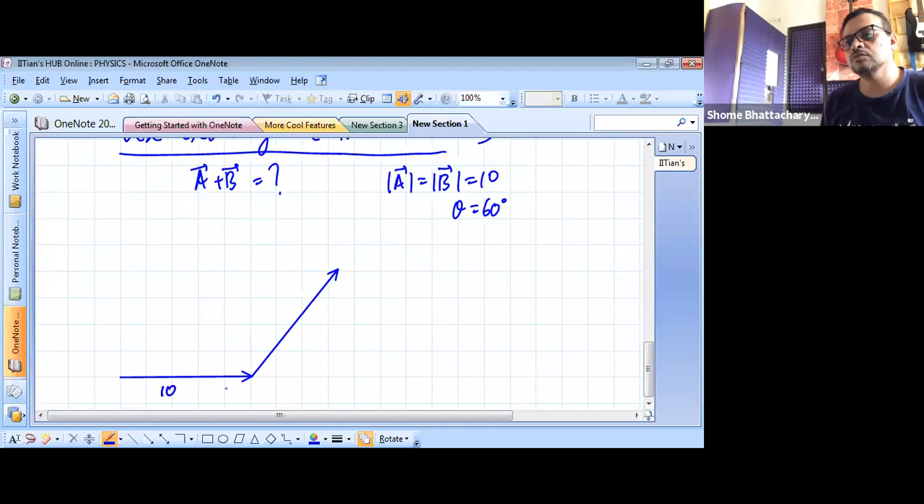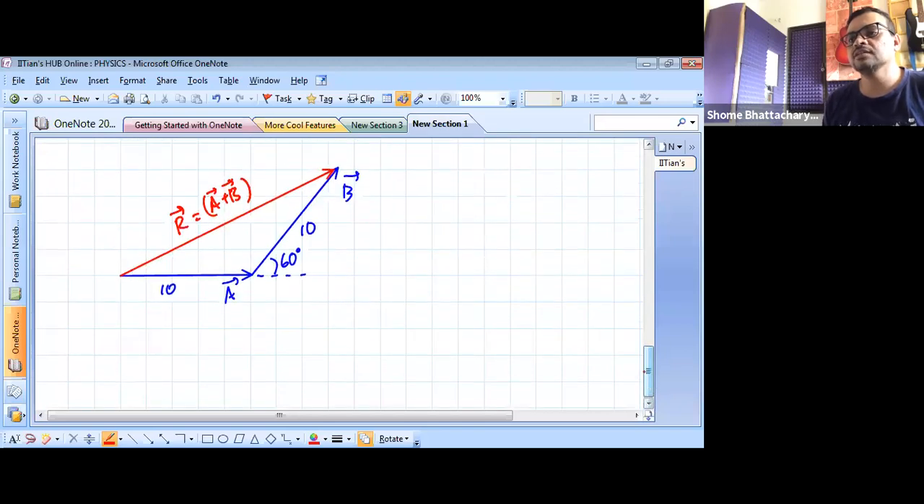So this is 10, and this is also 10, and this angle over here is 60 degrees, okay. And this is the resultant vector, A plus B. So now you can see that this happens to be what type of triangle? It's an isosceles triangle.